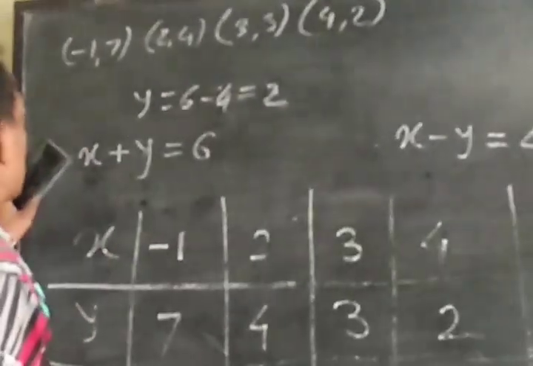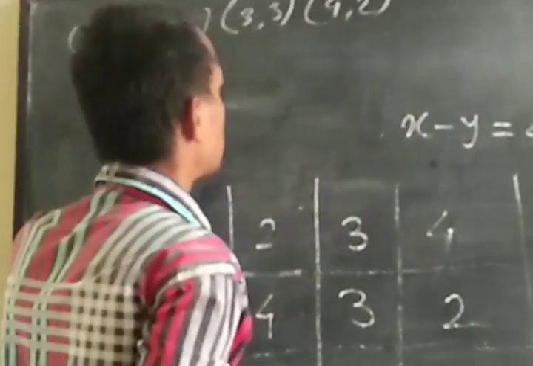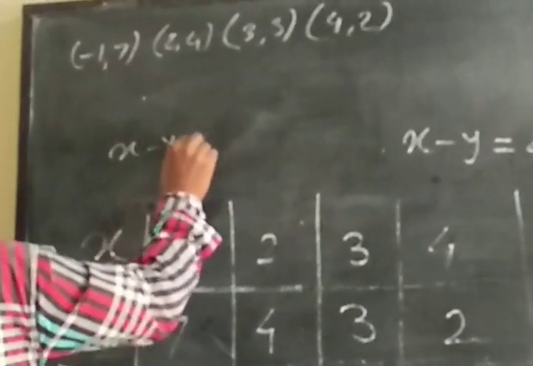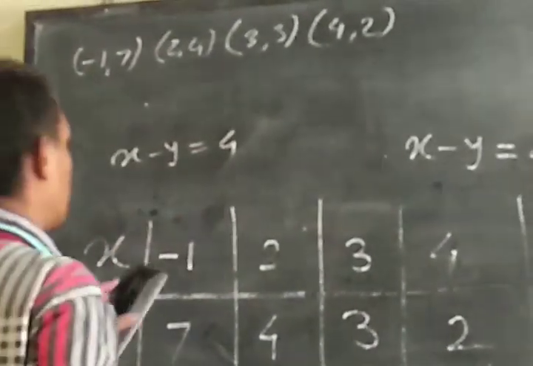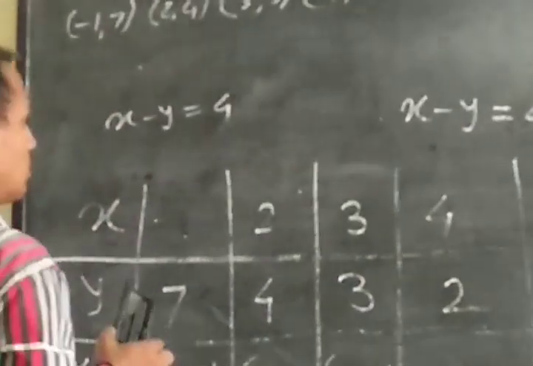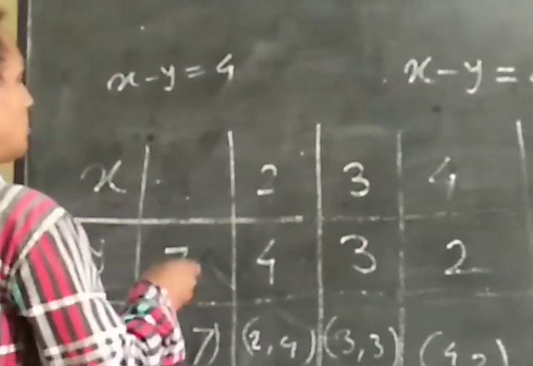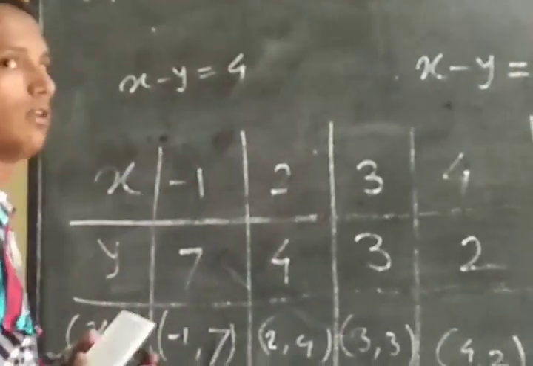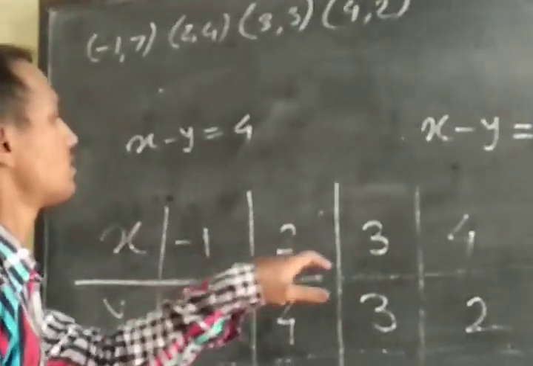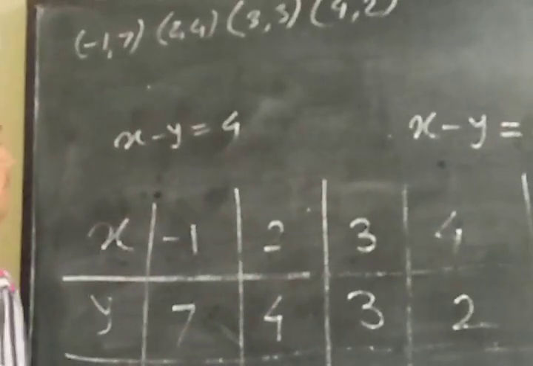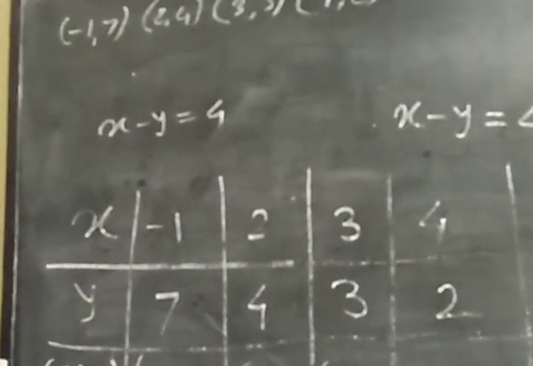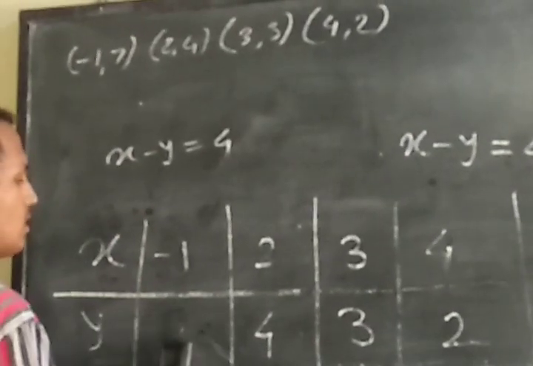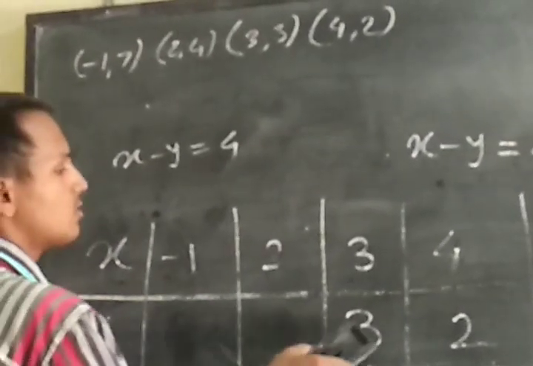So for this equation, now the equation is changed. We will take this equation, x minus y is equal to 4. In that case, we keep the value of x the same, but we have to find the value of y for these same values of x. So what will the value of y be? For x is equal to minus 1, now the equation is changed so the values will also change for y.